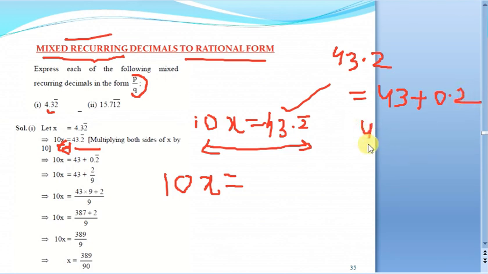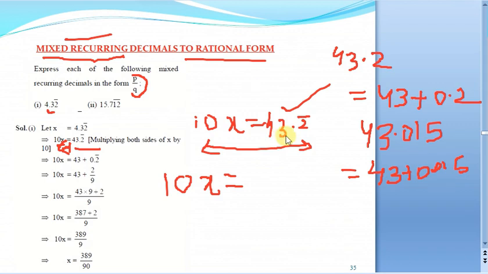Suppose you are given 43.015, how will you write it? Whatever is there before the decimal, you will write as it is, plus you will keep a 0 here, 0.015. So you know how to add the decimals and all. This is how it works.